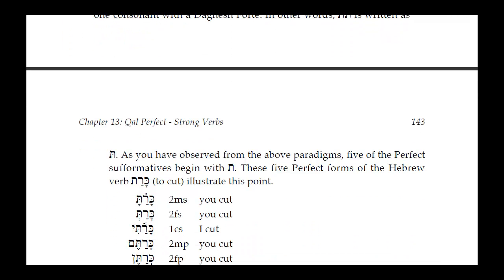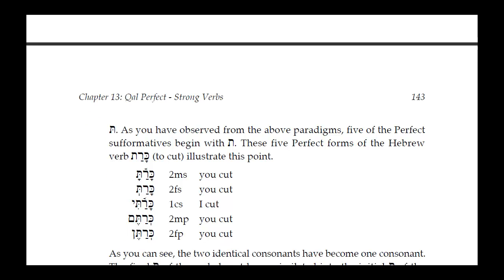Now, as you observed from the above paradigm, five of the perfect sufformatives begin with the tav. So there's going to be some doubling in there. We're going to take an example of karat, to cut. We have karata, which is you cut, second masculine singular. You have the tav from the root karat, and then the tav and the qamets for the sufformative. So you have one tav with a dagesh forte, a doubling dagesh there.